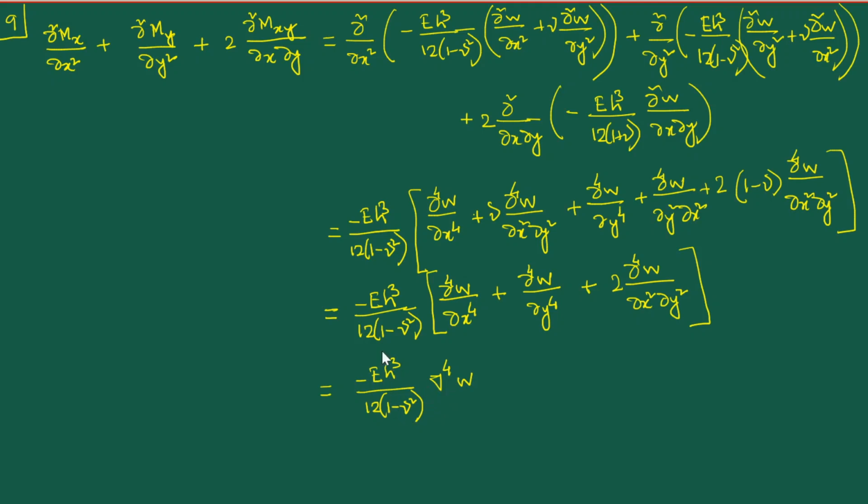Another thing is that this particular combination without the minus, this E h cube by 12 into 1 minus nu square, is given a certain name. It is called the bending rigidity. It is very important within studies of plate theory, so that is given a special name here. So this D equal to E h cube by 12 into 1 minus nu square is referred to as the bending rigidity.